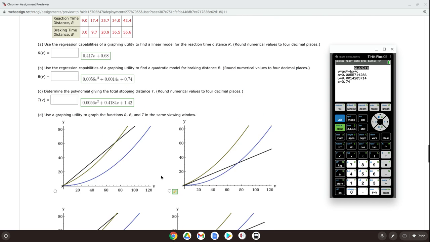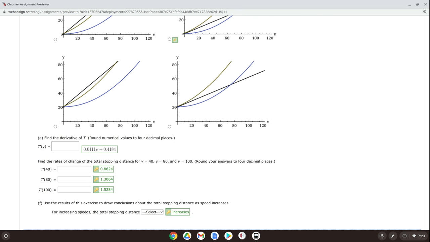All right, so now the calculus isn't that bad. We just want to take the derivative of this function, okay? So the derivative of t of v is t prime of v, and that is, let's see, 2 times 0.0056 v to the first, and then plus 0.4184, okay? So let's see if we got that right. I think I got out, unfortunately. Get out of this, scroll down, and there you go.